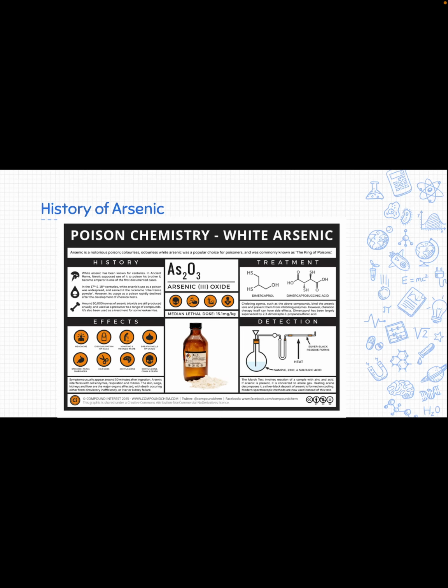So the Marsh Test involves reaction of a sample with zinc and acid. If arsenic is present, it's converted to arsine gas. Heating arsine decomposes it, and then a silver black deposit of arsenic is formed upon cooling. Modern spectroscopic methods are now used more than this test.